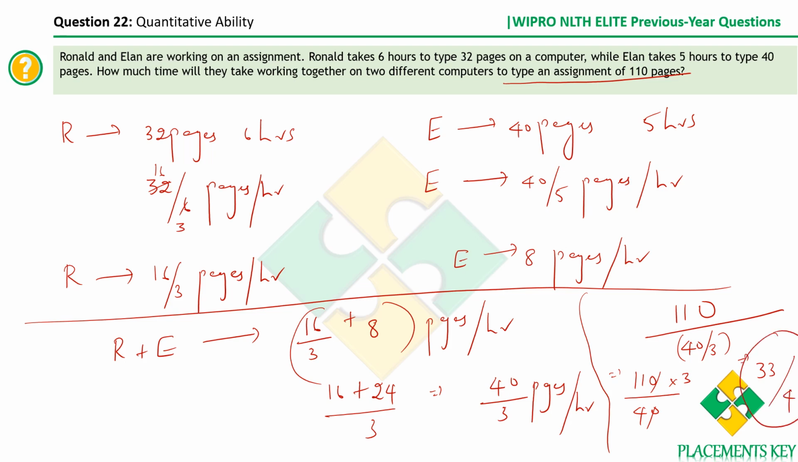Is that clear? First, we have found out on a per hour basis how much they type individually. Later on, since they are working together on two different computers, we have summed up their efficiencies. So effectively, they can type 40 by 3 pages in an hour. To type 110 pages, they take 110 divided by 40 by 3. On simplification, we get 33 by 4 hours as the answer. Let's move on to the next question.